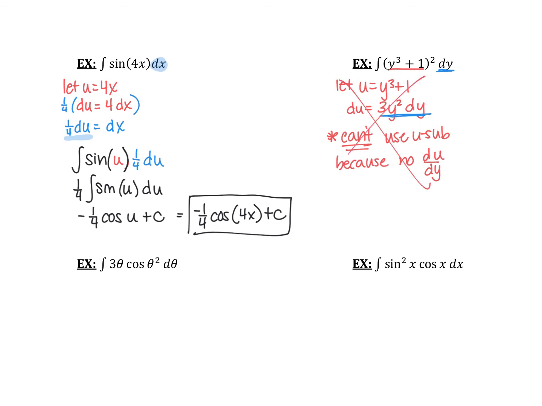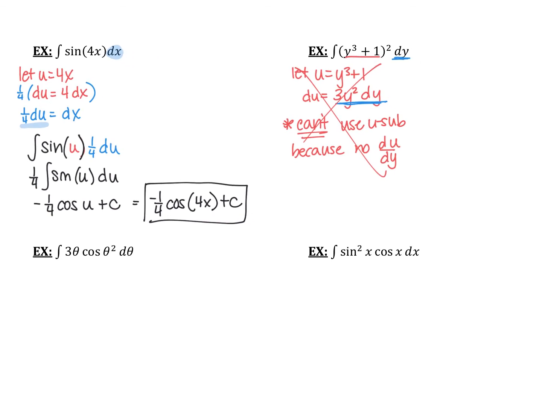But does that mean we can't take the antiderivative? Of course not. So sometimes we need to use algebra, basic algebra. So I'm going to rewrite this by expanding the squared. And if I expand the squared, this will give me y to the 6th plus 2y cubed plus 1 dy.